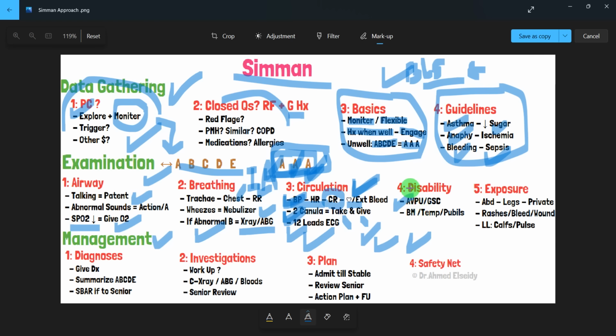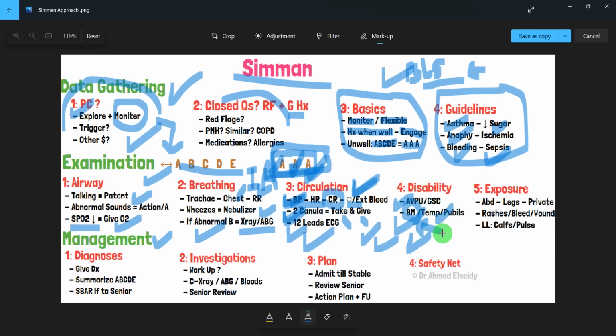Okay, and then in disability you will check blood sugars, because if the patient is hypoglycemic, you will know here that he's hypoglycemic. And what should I do in that case? I will give dextrose, the action. What will I do after the action? I will do assessment again. Patient is gaining consciousness or the blood sugar is getting better. What else can I do in disability?